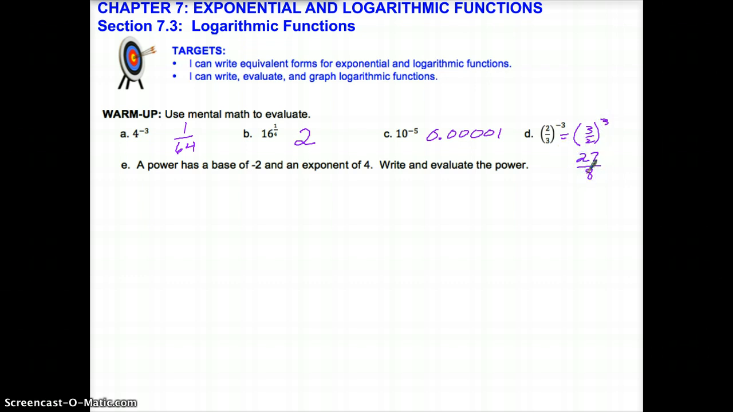When we take a look at E, it's just saying that we've got a power with a base of -2 and an exponent of 4. So if we want to be able to evaluate that, that's just -2 times itself 4 times, or 16.